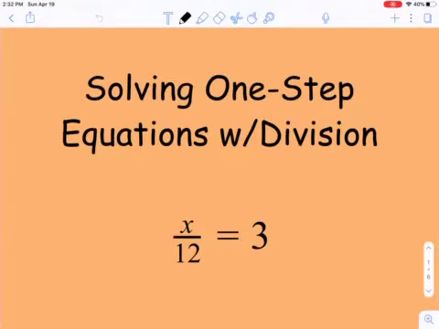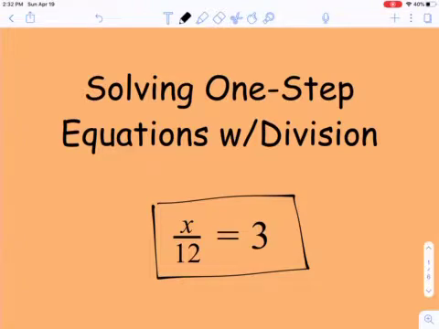So this last video is talking about solving one-step equations with division. And a quick note, if you look at the example I have here, it shows x over 12 equals 3. Well, if you're thinking, that's not division, that's a fraction, I have news for you. Fractions are division problems. A fraction is a division problem.